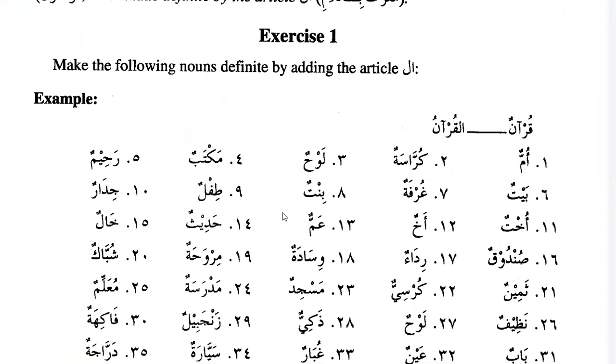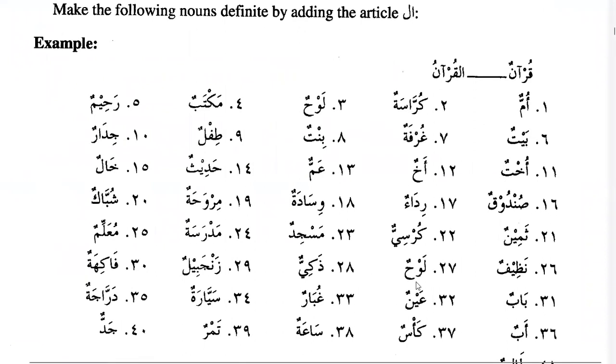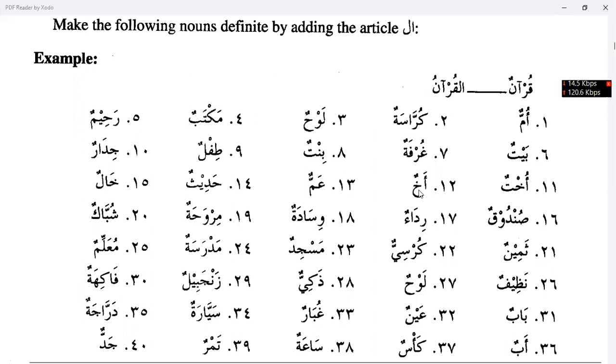Exercise number one: make the following nouns definite by adding the article al. So nakira nouns are written here. He is asking you to make them marifa, which is very simple. You will just add alif lam to all of them, and after adding alif lam you cannot use tanween, so you will use only one damma. Quranun will become al-Quranu, ummun will become al-ummu, kurasatun will become al-kurasatu, al-lawhu, al-maktabu, al-rahimu. The question is easy, but you will also have to write their meanings.